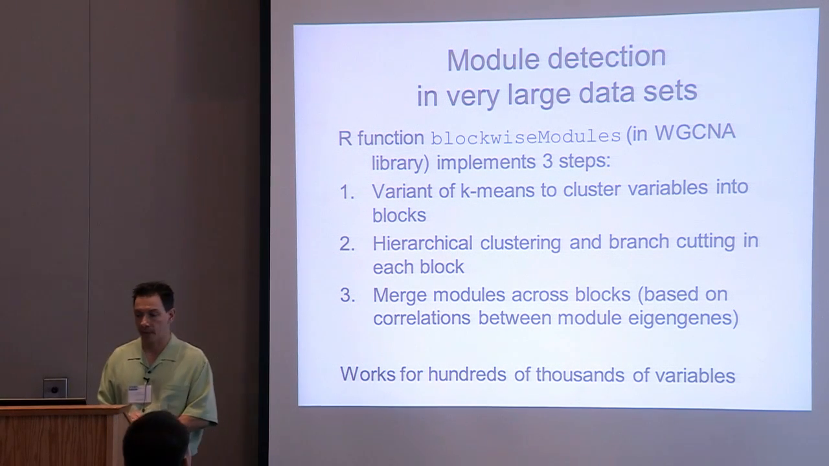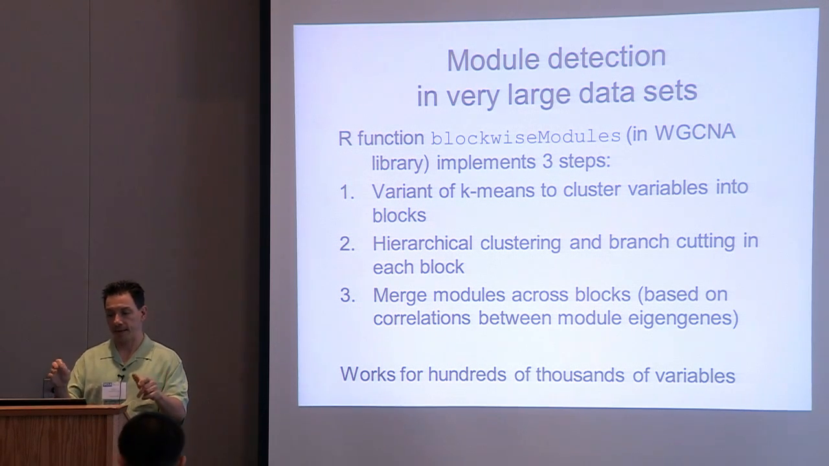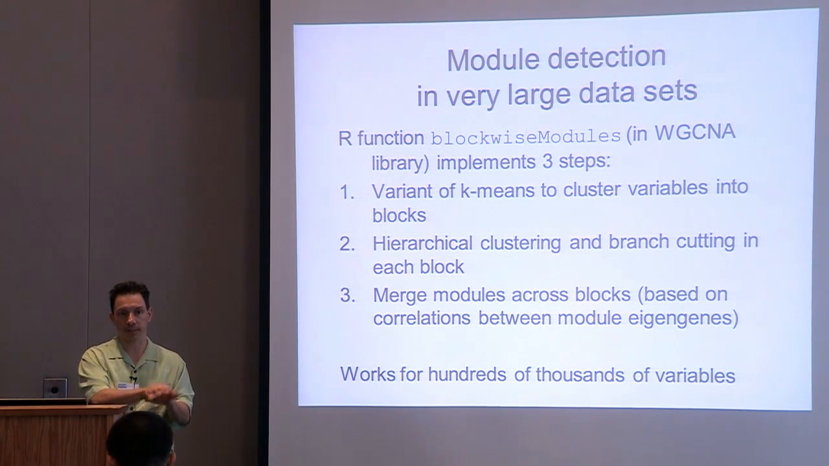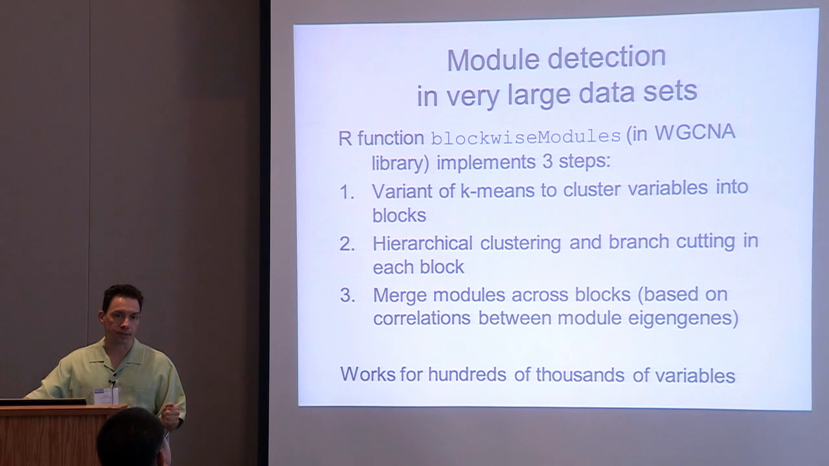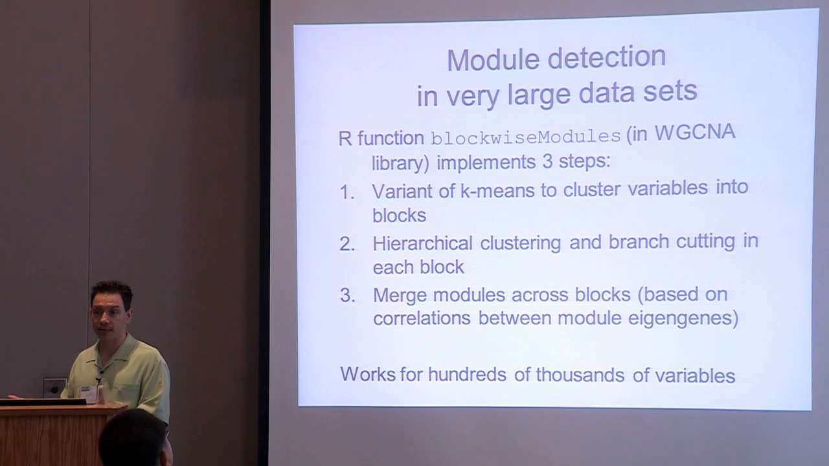How does that work? Let's say we have 500,000 variables. The function would split these 500,000 variables into blocks of 10,000 variables each. There would be 50 blocks. How does it define these blocks? It does it by using a variant of k-means clustering. Why? Because k-means clustering is computationally fast.